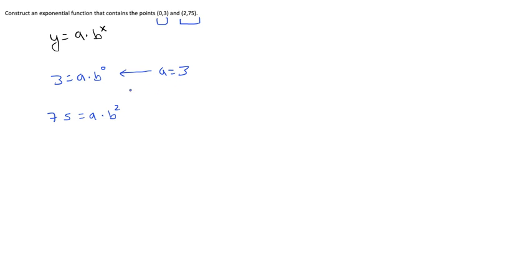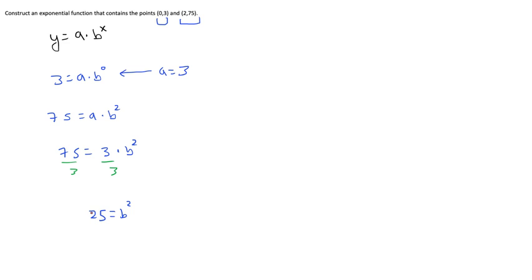So now we can plug in the 3 here, right? Because we know what a is. So 75 is equal to 3 times b to the second power, and now we just have to solve for b. Notice in this case, well, wait a minute, I can just divide both sides by 3. So I know that b squared is equal to 25. And then wait a minute, how are we going to solve for b in this case, right?